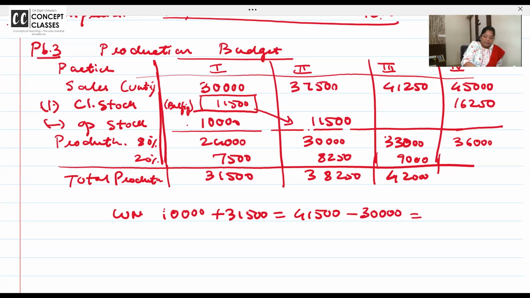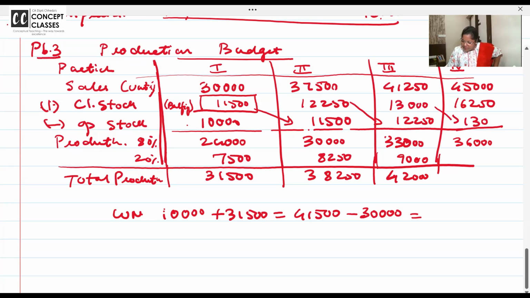Nice. Again, 11,500 are there. Plus 38,250 minus 37,500, 12,250. 12,250 plus 42,000 minus 41,250, 13,000. 13 आ जाओ यहाँ. I hope you are getting what? So arrow mark. थर्ड का जो क्लोजिंग है वो फोर्थ के लिए क्या हो जाएगा? ओपनिंग.